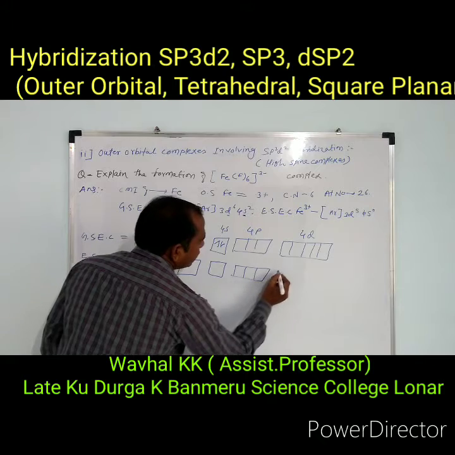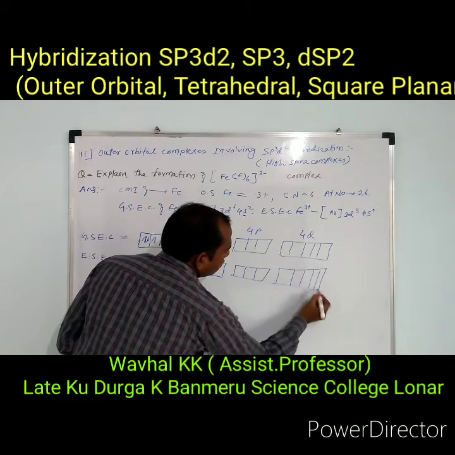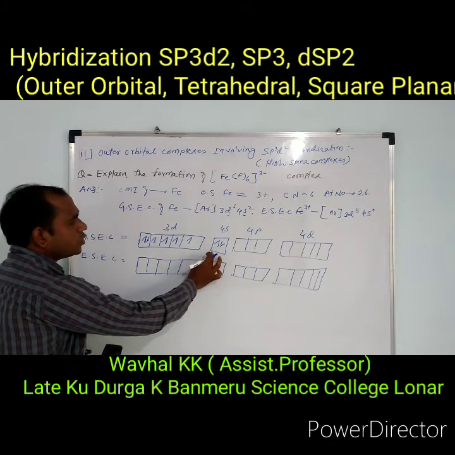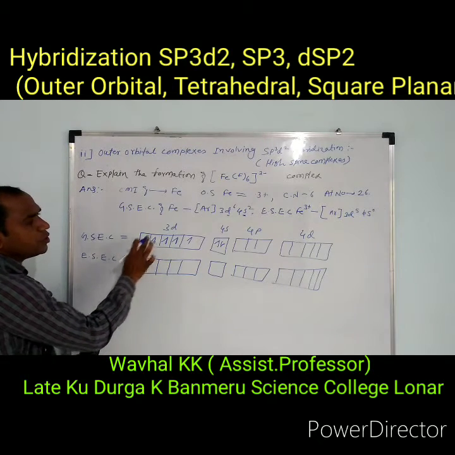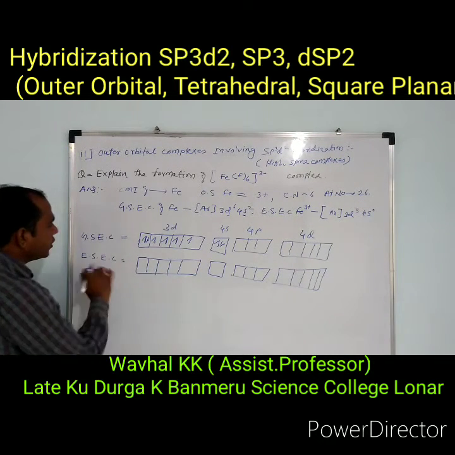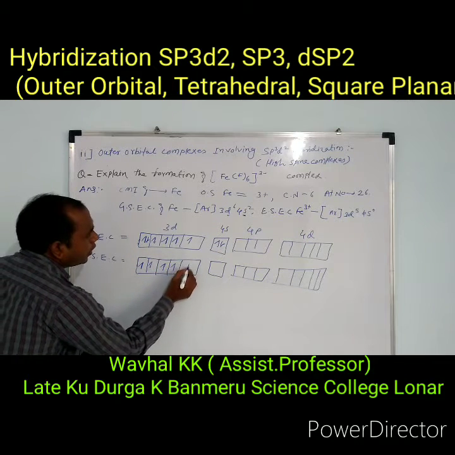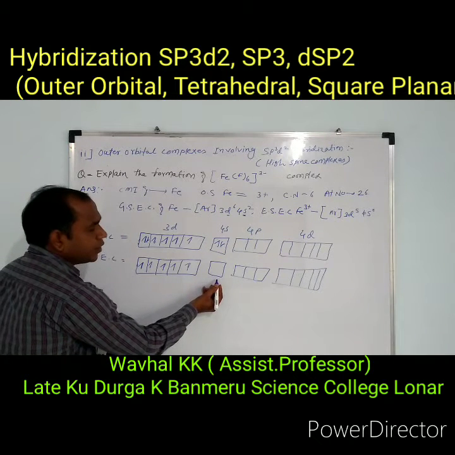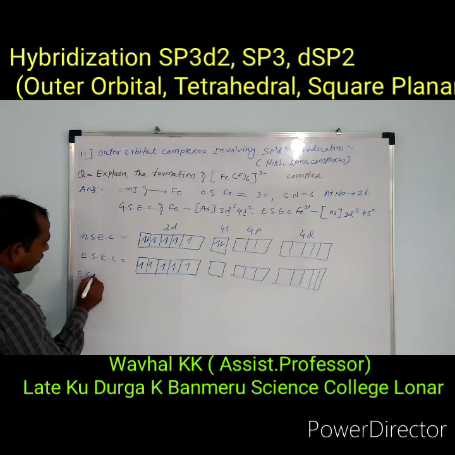One of the s electrons, 2 electrons are donated from the 4s orbital and 1 electron is donated from the 3d orbital. Hence, in the excited state 1, 2, 3, 4 and 5, this orbital is vacant.